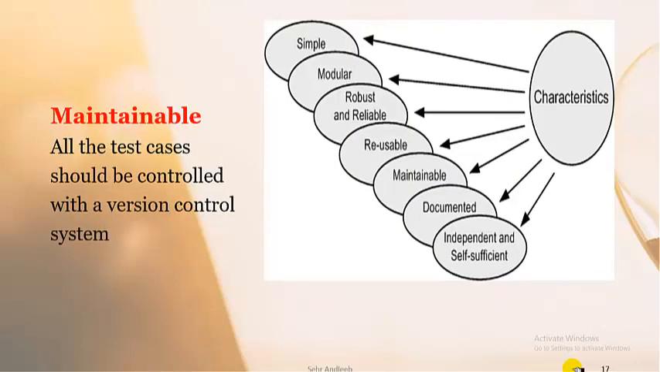So the next is maintainable. So what is maintainable? It is basically about maintaining the code, that it should comply with the standard code formats, and the other thing is that all the test cases should be controlled with a version control system. It means that if you are going to change the code against which the test cases are developed, the version is changing. So in a version control system where the versions are changing, the changes should be reflected to the test cases and test cases should be modified accordingly. So all those test cases should be controlled with a version control system. That's why they should be maintainable.